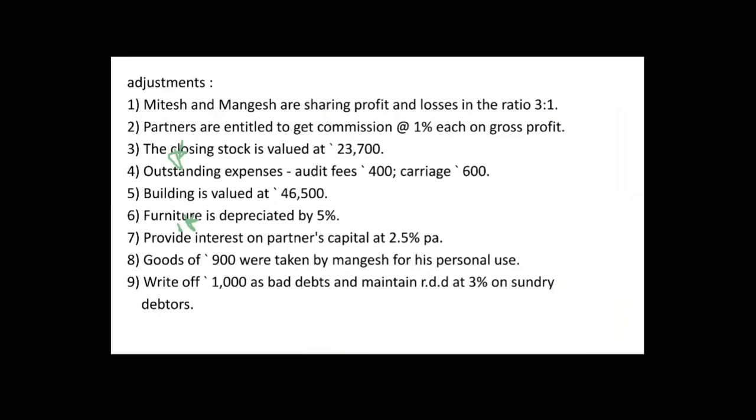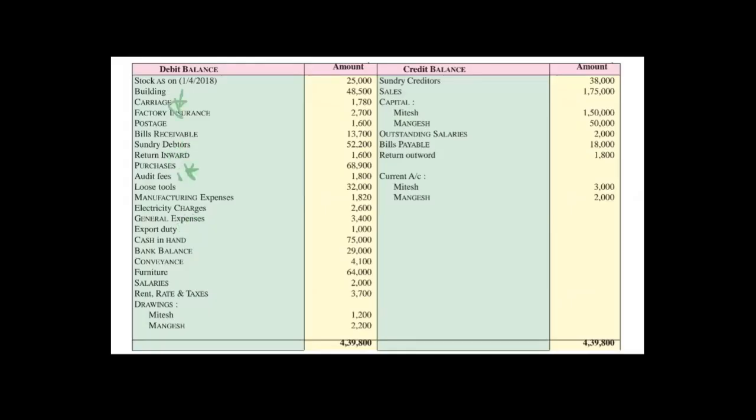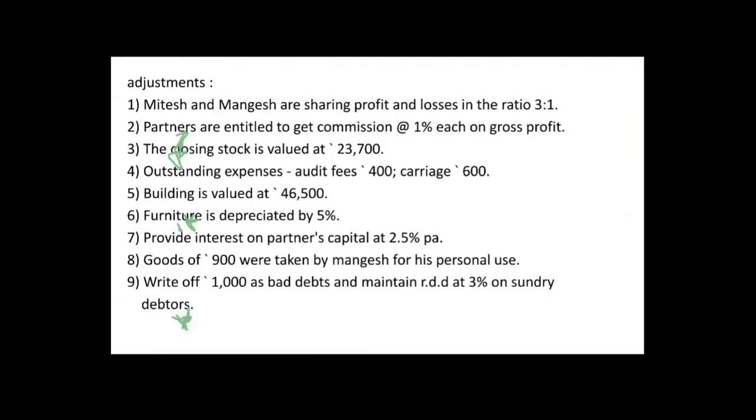Okay, so we are going to go back and we are going to star mark on building as well as on furniture. Okay. Now the next is provide interest on partner's capital at 2.5%. Now there is no connection of this with the trial balance. So no star mark will be done to any of the points. Only thing you have to do is find out this interest on capital and put the two effects of that.